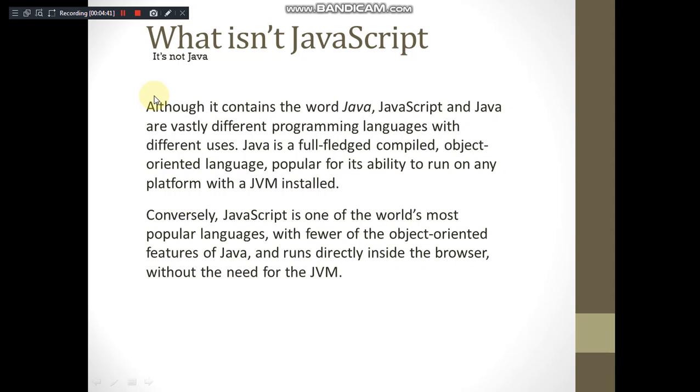It is popular because of its platform independence. It is enabled through the JVM, the Java Virtual Machine, right? Whereas JavaScript is one of the world's most popular languages, with fewer of the object-oriented features of Java.